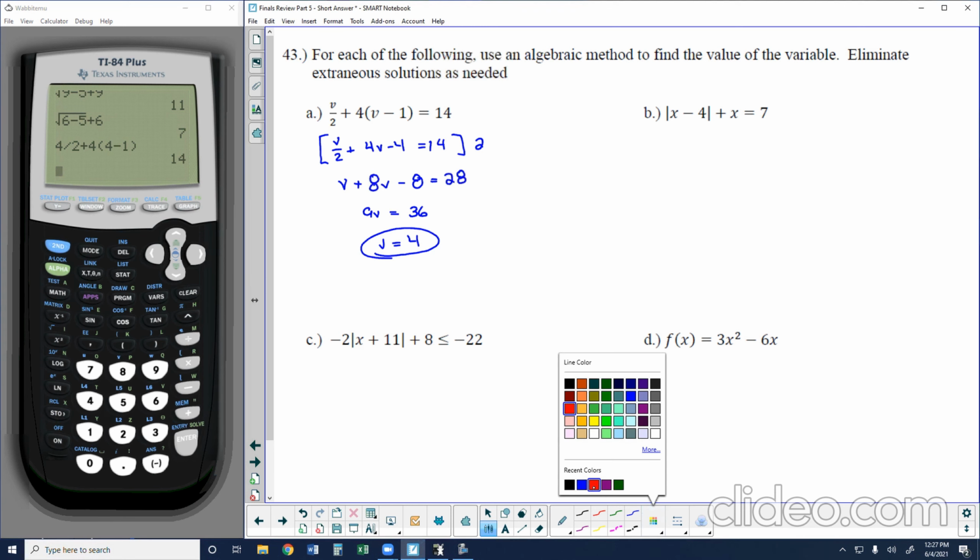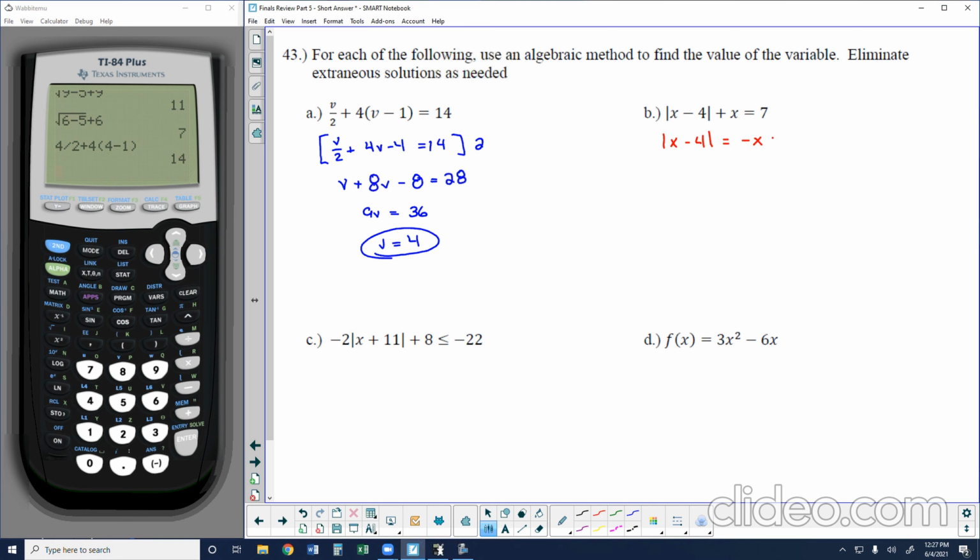Taking a look at b, we have an absolute value equation. Now there are two variables of x in this equation, one inside an absolute value and one outside of an absolute value. I'm going to go ahead and try to get the absolute value by itself. So I'm going to subtract x from both sides. So I would have the absolute value of x minus 4 is equal to the opposite of x plus 7.